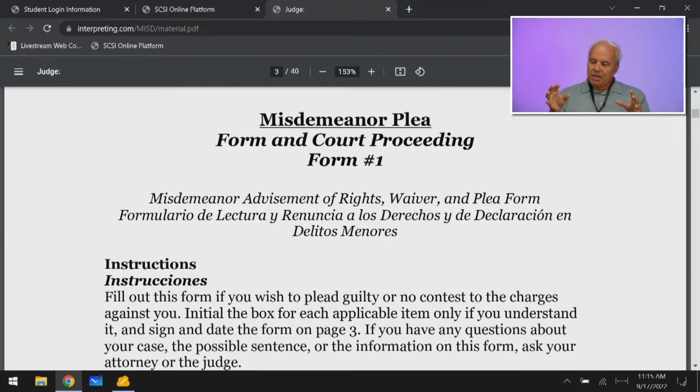And those written advisements are read to the defendant by the interpreter. It's kind of what we call sight translation, really. You have a document written in English, and you read it in English, but you're saying it into Spanish verbally for the defendant. And then the defendant puts the initials in the boxes and so on and so forth.